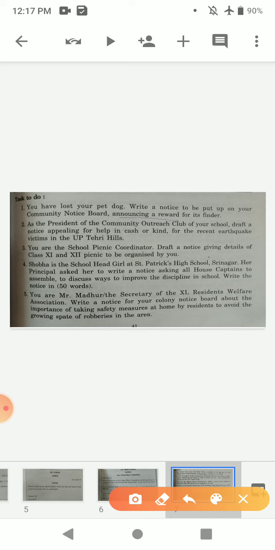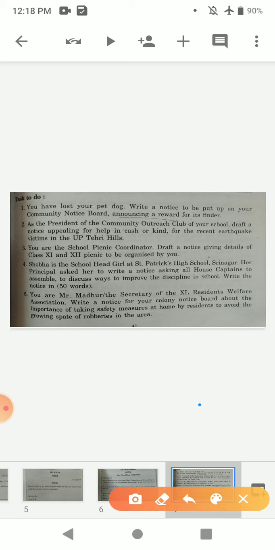Shobha is the school head girl at St. Patrick's High School, Srinagar. Her principal asked her to write a notice asking all house captains to assemble. So this is a kind of meeting to discuss ways to improve the discipline in school. Write the notice in 50 words. So Shobha is going to write. When you write this notice, after the content, after the body comes the person who is writing the notice, then you will be writing Shobha.